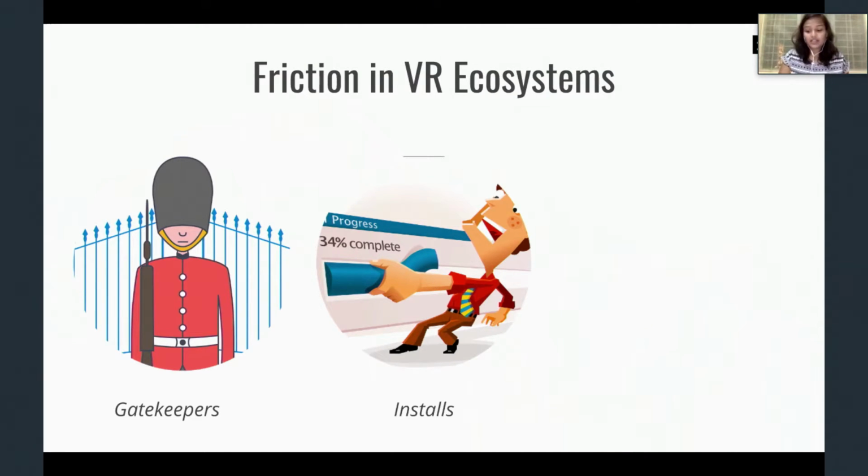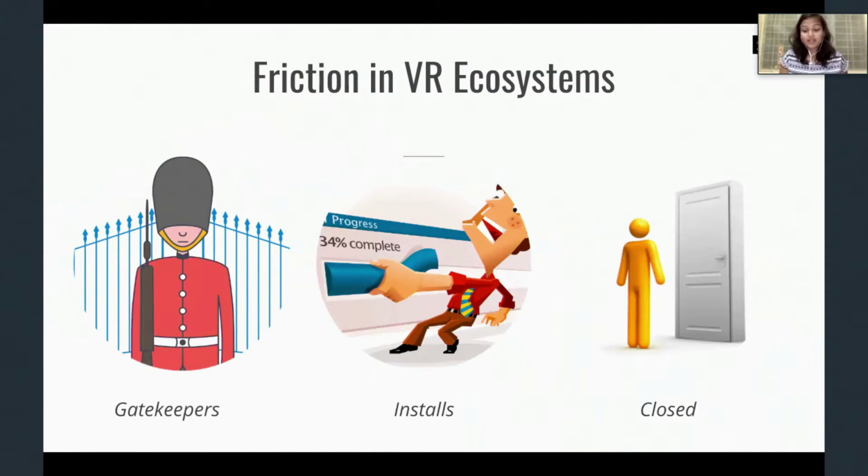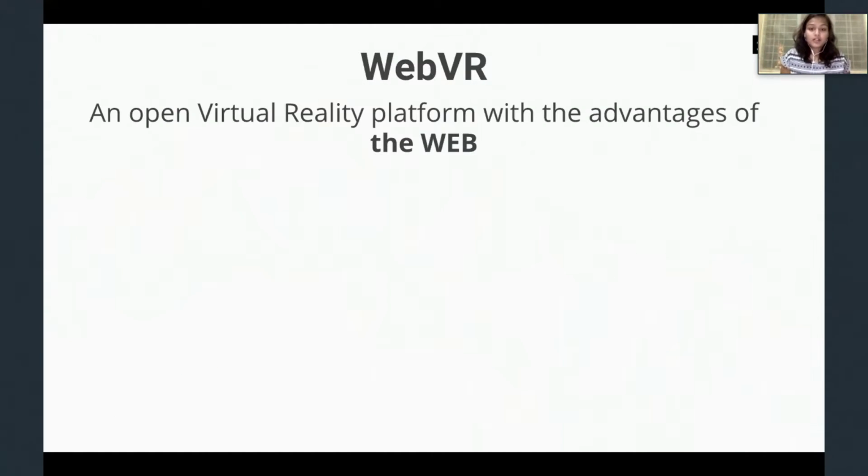So that's friction again. And the worst part is it is closed. So all the VR ecosystems right now are closed source. It's completely like a black box for a developer who wants to get involved and explore the world of virtual reality. You don't get to know how things work currently. So how can we solve this?